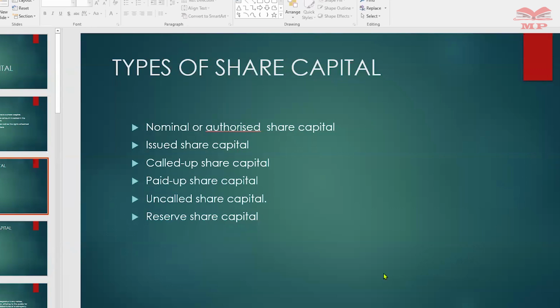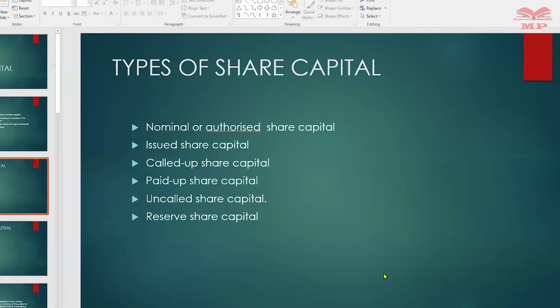Remember, we talked about the formation of a company. The memorandum will provide, for example, that this company has a nominal share capital of 1,000 shares of 1 shilling each. This is what is provided for in the formation of that company. This information is what will be at the registrar, but it will not show how many have been paid for, or how many have been issued.